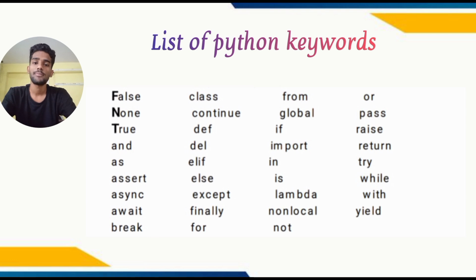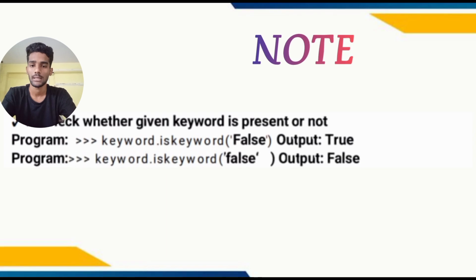They cannot be used for any other purpose like constants or variables or identifier names. There is a list of Python keywords we can see in this given picture, and we can observe that there are three keywords which do not follow the pattern of the others. They are False, True, None. Here the keywords start with capital letters: capital F, capital N, capital T. The rest of the others start with lowercase.